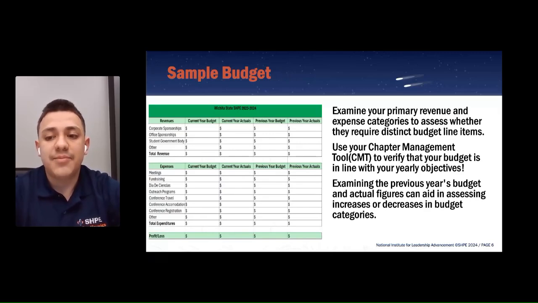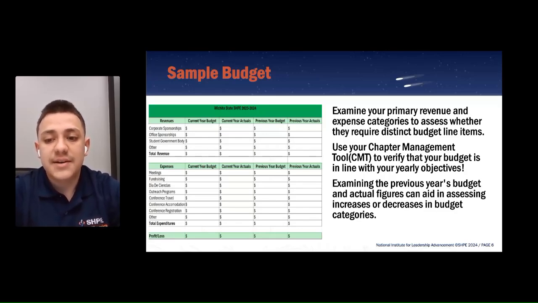So below is a sample budget that we created for last year's academic year. Every chapter's categories will vary. In our case, we have four sources of revenue. That is corporate sponsorships, office sponsorships. We actually have a student government association that helps fund each org on campus, and then obviously our others.